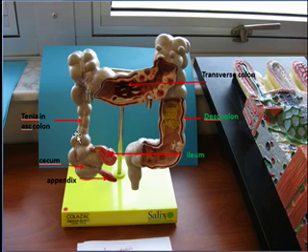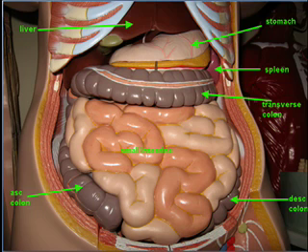This is showing you the parts of the large intestine. You must know each of these individual parts, so you can't just call it colon. You have to say ascending colon, or this area is called the cecum. This is the transverse colon. This is the descending colon. So you must know the different parts.